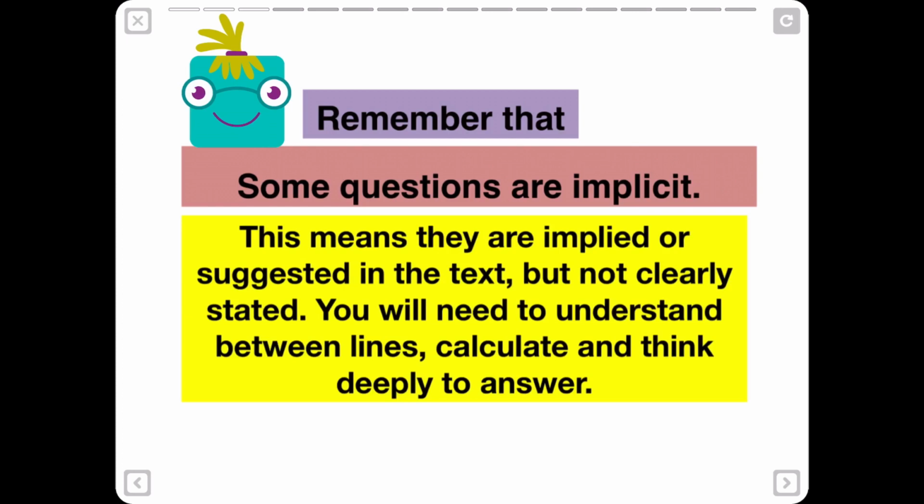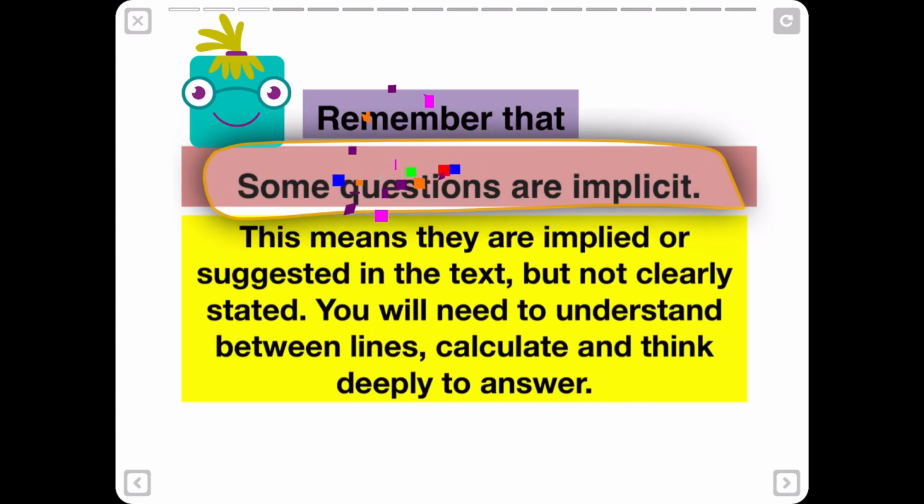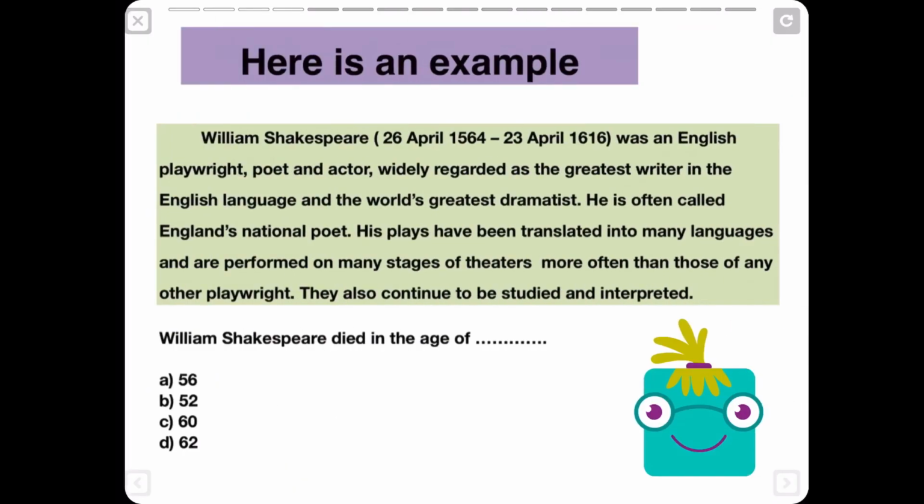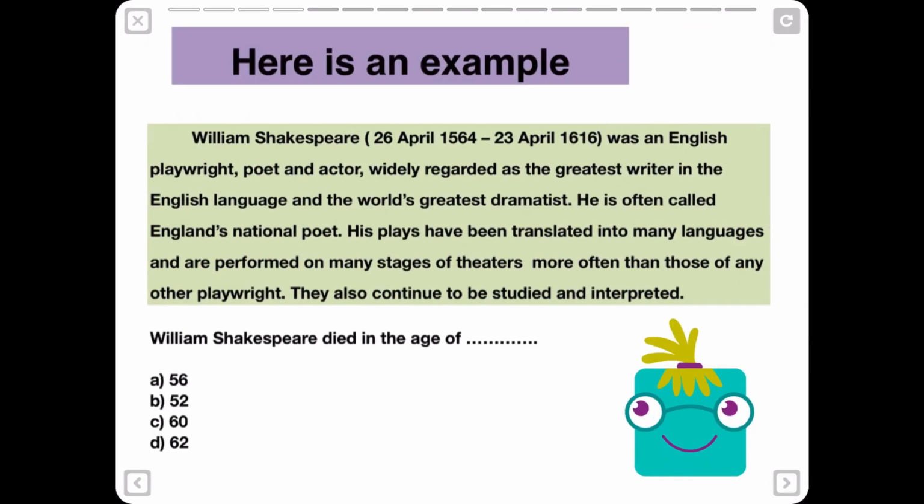Also, you should remember that there are other kinds of questions that are implicit. Some questions are implicit, and this means they are implied or suggested in the text, but not clearly stated. You will need to understand between the lines, calculate, and think deeply to find the answer of the implicit. Here is an example of the implicit question. Read the passage and answer the question.